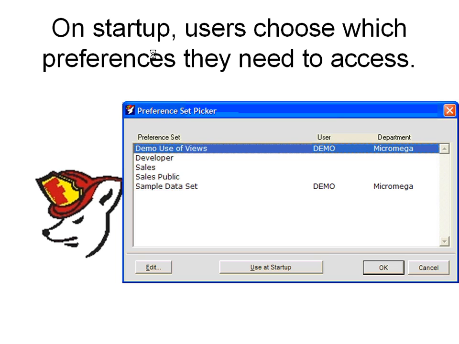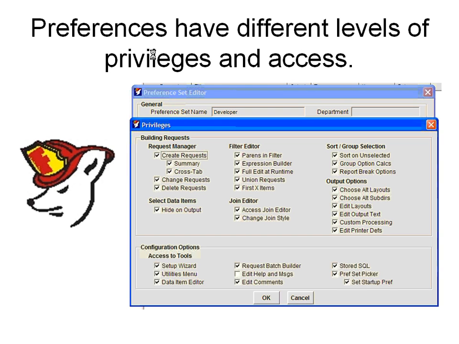Now this can be set up to start up as soon as they start up Foxfire, or it can be chosen programmatically so they don't even see the choices that are available to them. But when they select them, that identifies what set of data they're accessing. It can also identify what they're able to do.